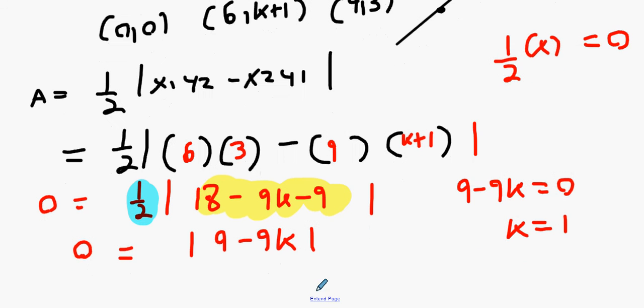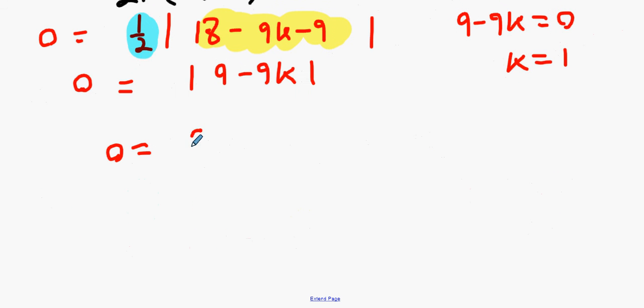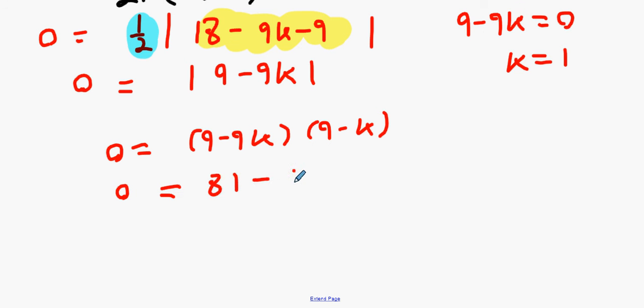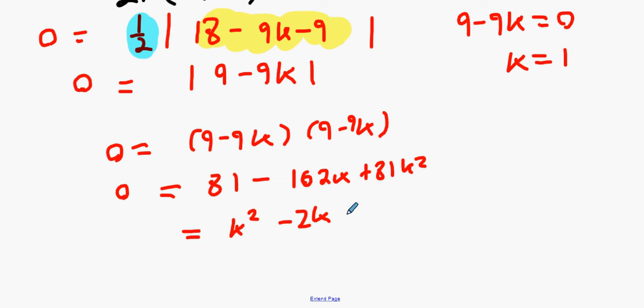Some of you might have went down this route where you squared out both sides. Fair play to you. Everything's a factor of 81, so 81 minus 162k. Well, that's 9 as well. Plus 81k squared. Then you just get k squared minus 2k plus 1. And you just get (k minus 1) squared equals 0. Once again, you'll just get k equals 1. Same thing. Right.